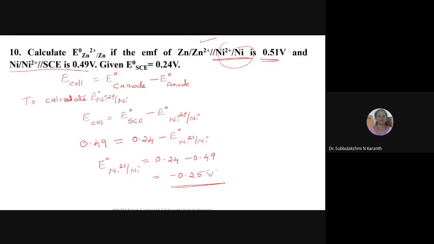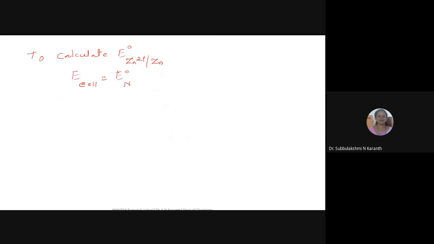The next step is to calculate E naught Zn2 plus bar Zn. Now we take this cell. E cell equal to, find out the anode electrode and cathode. The cathode is nickel, so E naught Ni2 plus bar Ni minus E naught Zn2 plus bar Zn. So the E cell value is given as 0.51 volt.